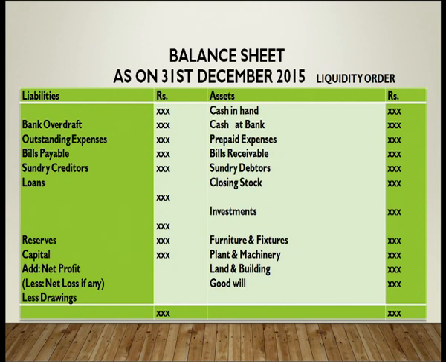Now, if you look to the right hand side of this format illustrated to you, you will find that after your cash in hand and cash at bank, I have placed prepaid expenses. What are prepaid expenses? Expenses which have been paid in advance, but services have yet to be received, become an asset for the business enterprise. Your bills receivable and your sundry debtors fall into the category of trade receivables. Your debtors are those who have purchased goods and yet have to pay you within 1 year of the making of the balance sheet.